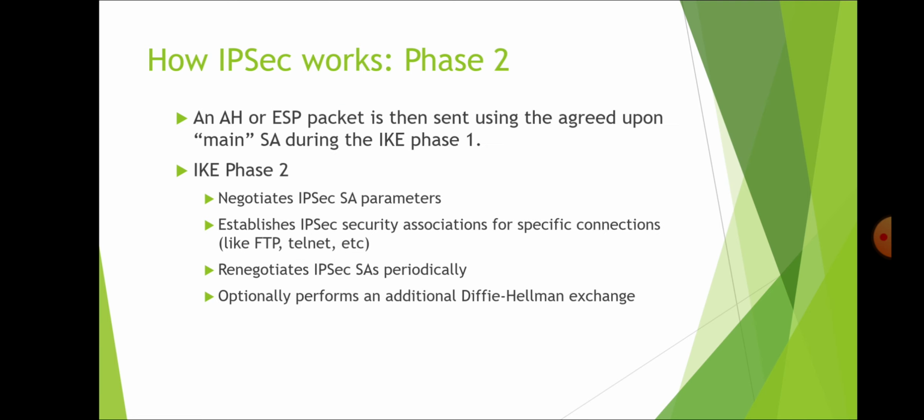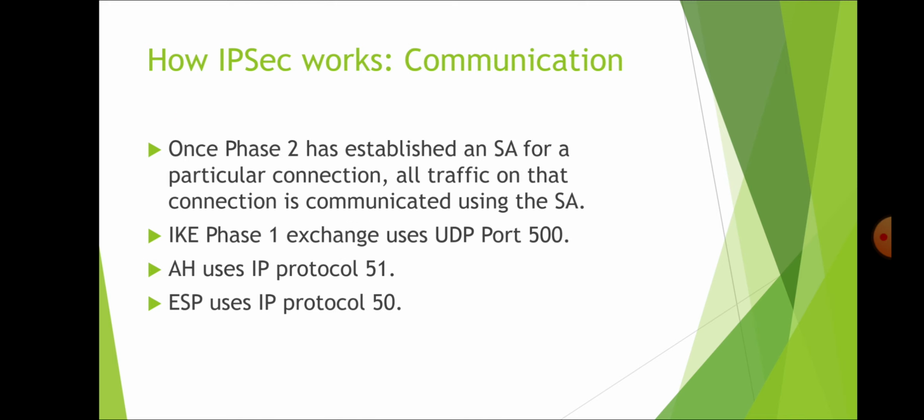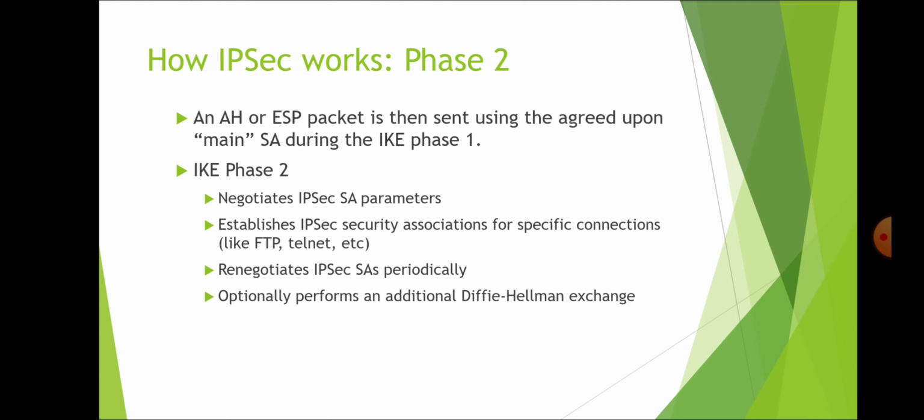Now what happens in phase 2? An AH or ESP packet is then sent using the agreed-upon main SA from IKE phase 1. In IKE phase 1, the data or packet can be sent over the channel. Now what happens in phase 2? In phase 2, there is negotiation of IPsec SA parameters, establishing an IPsec security association for a specific connection like FTP, Telnet.